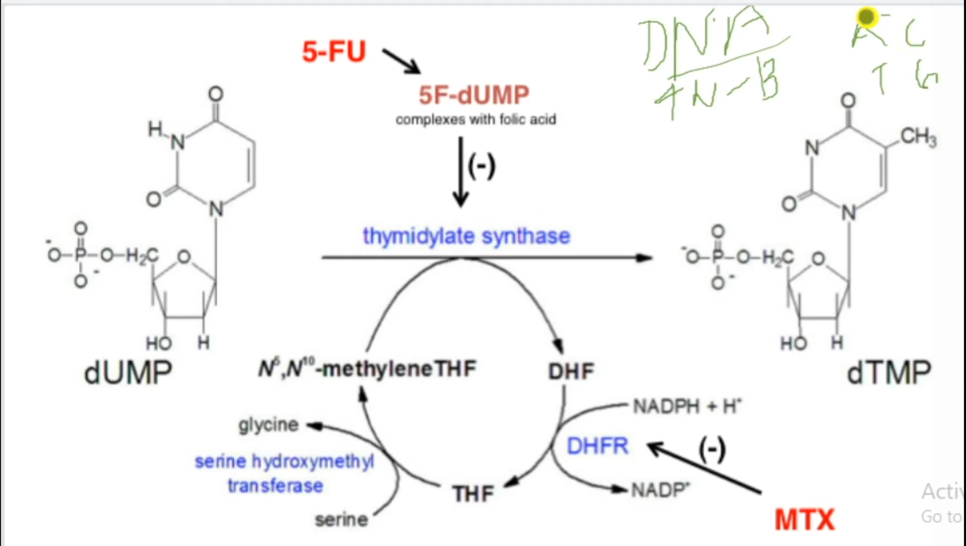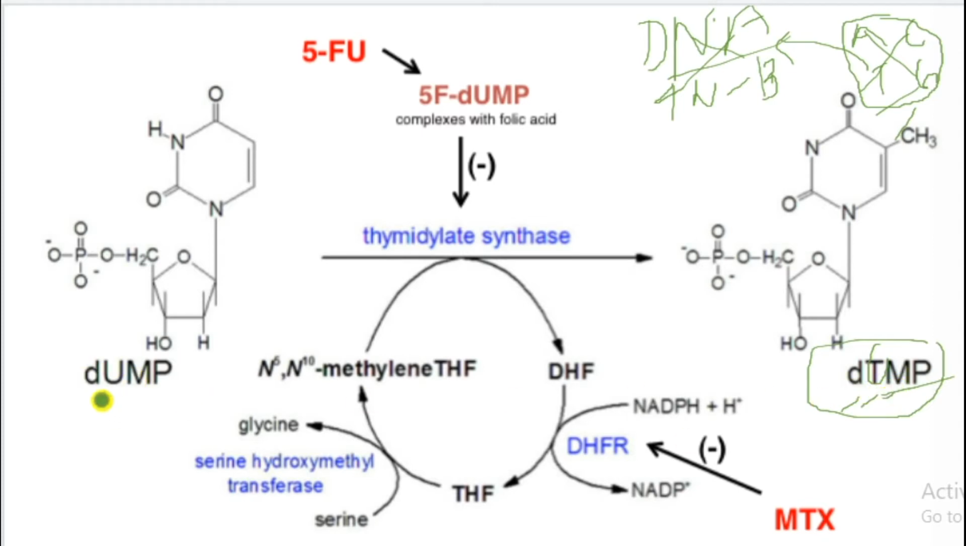If nitrogen bases are not formed, DNA will not be formed. If we are able to block the synthesis of nitrogen bases, then we can kill the unwanted cells. In leukemia, the number of WBCs is high, so we need to kill those leukocytes.